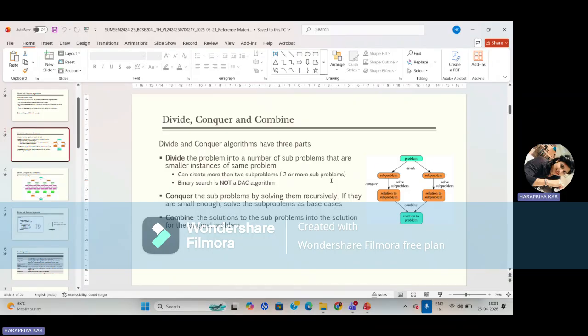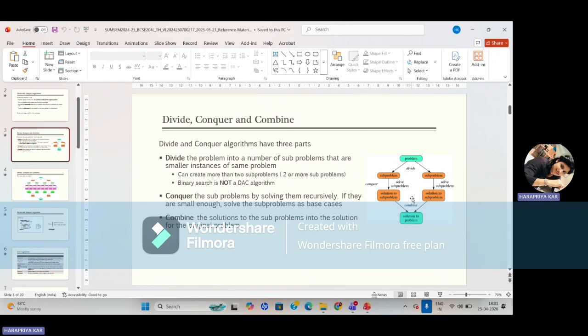So here you can see in this figure, the problem is first divided into sub-problems. This is the divide. The next step is conquer. Conquer means we solve the sub-problem, and here we have to solve the sub-problem recursively. Next is the solution to the sub-problem. In this step we are combining the solutions we get from the sub-problems. That is the solution to the problem, that means the solution from the sub-problem as well as for the original problem.